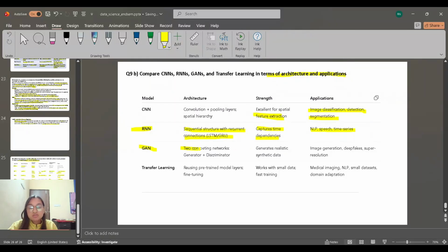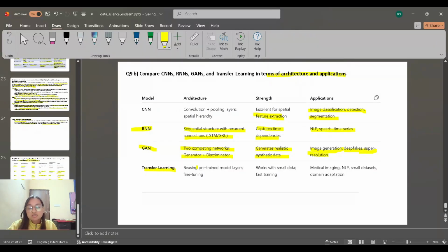GAN has two competing networks, generator plus discriminator. Strength is it generates realistic synthetic data. Application for GAN is image generation, deepfakes, super resolution.